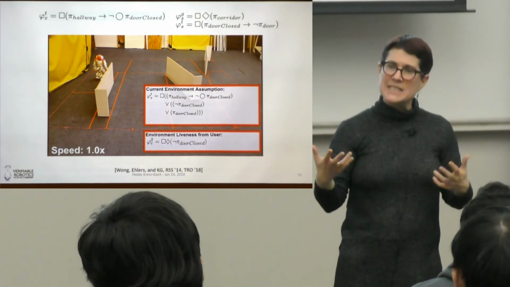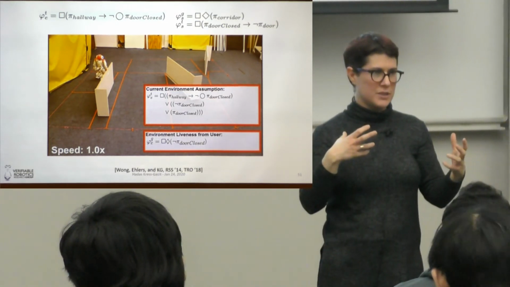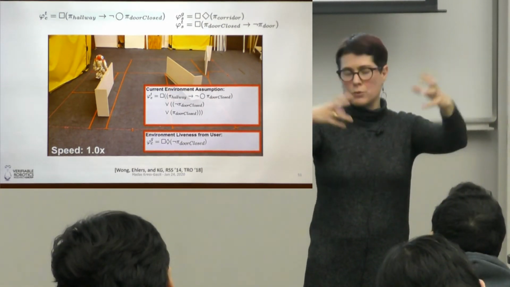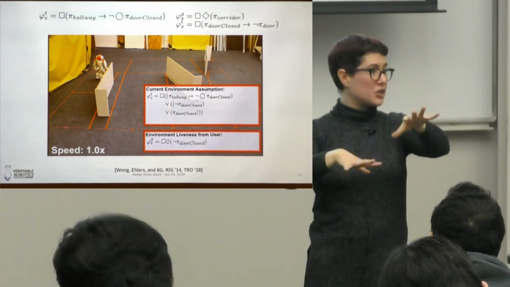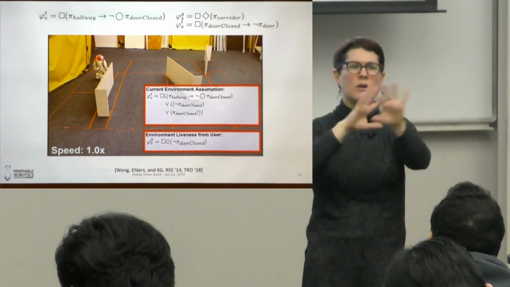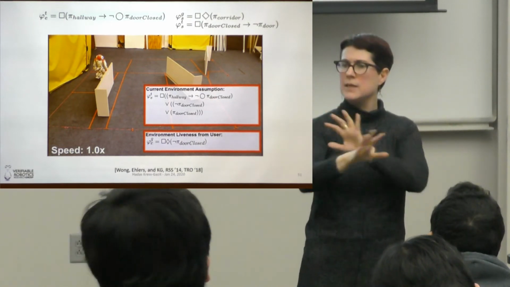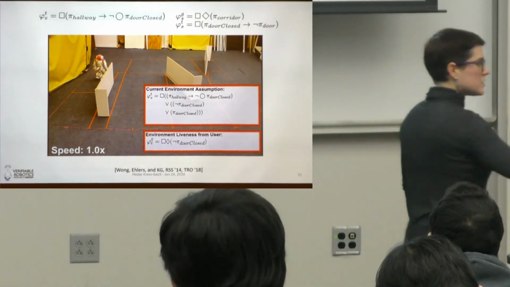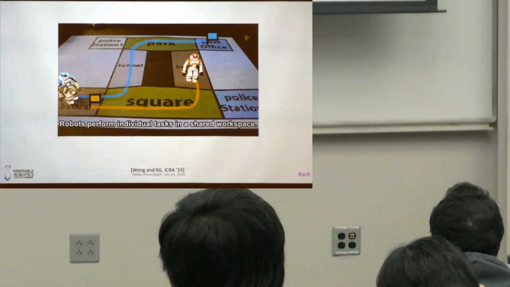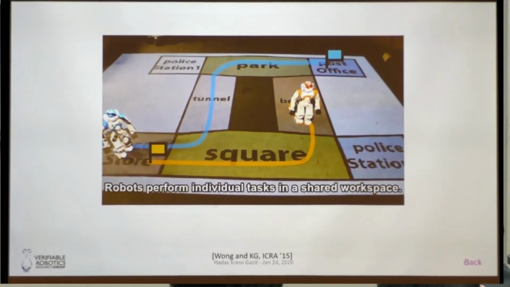But a lot of these ideas also work for a multi-robot situation where there are two or multiple robots acting in the same shared environment, but doing their own thing. So this is not a collaborative situation. It's fully decentralized. Everyone has their own specifications. But what we can do is figure out what assumptions are violated.